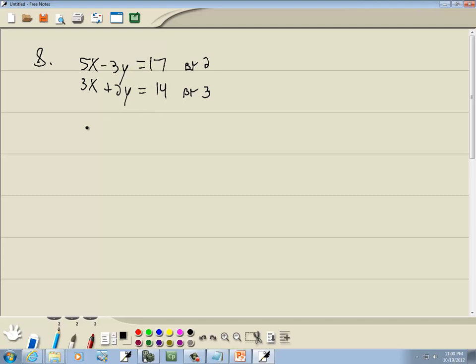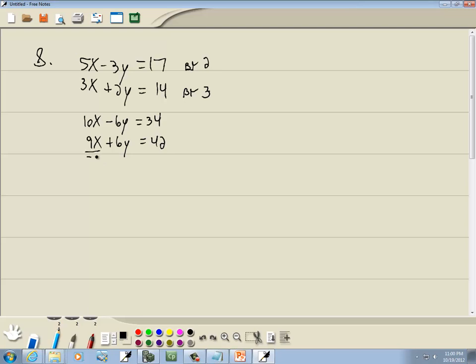So I'll multiply everything in the first equation by 2. So we got 10x minus 6y equals 34. Multiplying everything by 2. Second equation, we multiply everything by 3. 3 times 3x is 9x. 3 times 2y is 6y. And 3 times 14 gives us 42? Yeah.